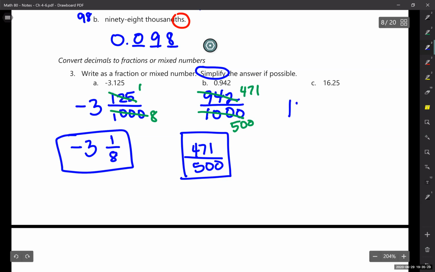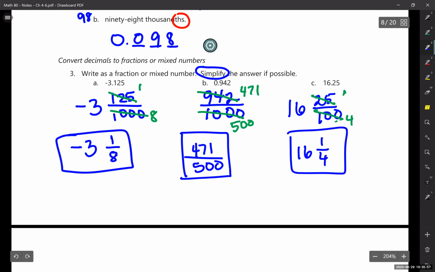We have 16 and 25 hundredths. And now we see 25 over 100. Well, I know there's 4 quarters in $1. So 25 must go into it. 25 goes into 25 one time, 25 goes into 100 4 times. And so we end up with 16 and 1/4.